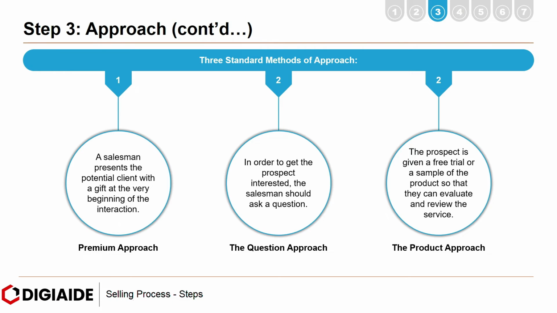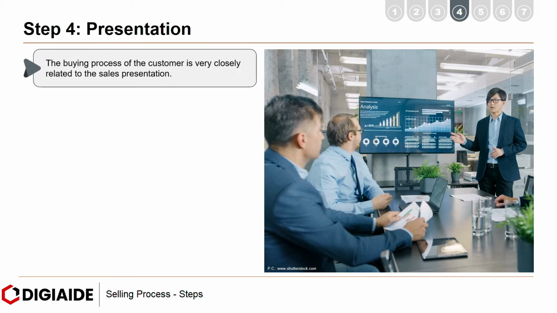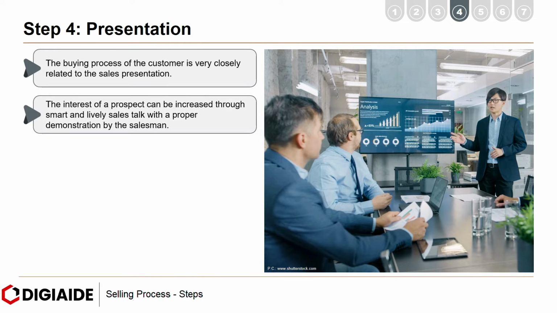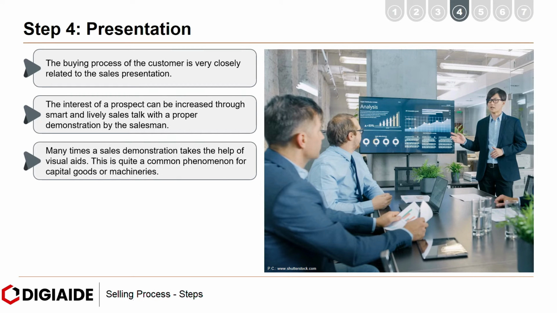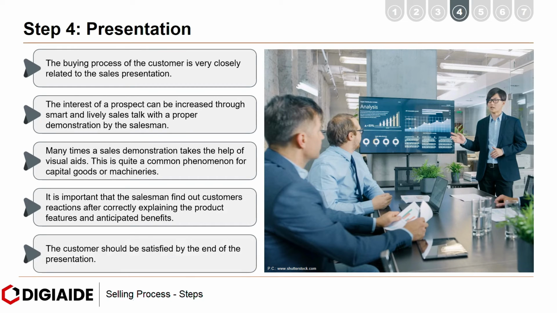Moving on to step 4, which is presentation. The buying process of the customer is very closely related to the sales presentation. The interest of a prospect can be increased through smart and lively sales talk with the proper demonstration by the salesman. Many times, a sales demonstration takes place with visual aids. This is quite a common phenomenon for capital goods or machineries. It is important that the salesman find out the customer's reaction after correctly explaining the product features and anticipated benefits. The customer should be satisfied by the end of the presentation.